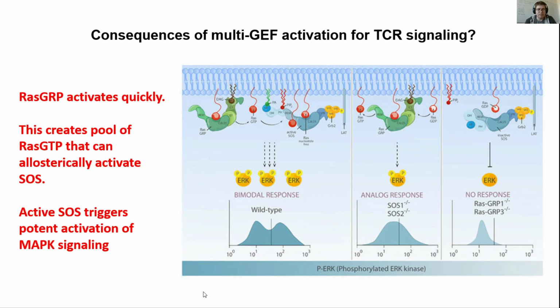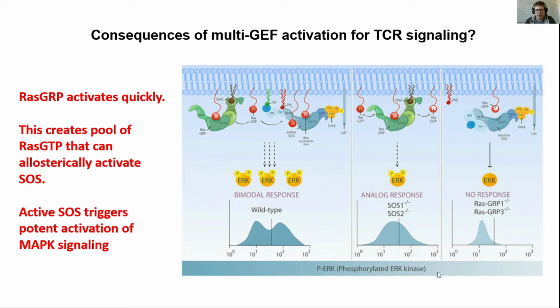When you have both guanine exchange factor branches permitted to signal, what you find is that cells adopt this sort of bimodal ERK signaling response. So there's a subset of cells that very strongly turn on phospho-ERK, and then there's a subset of cells that don't very strongly turn on ERK. And so in this case, when you stimulate cells through their T-cell receptor, you get this bimodal response. Cells are either on or off.